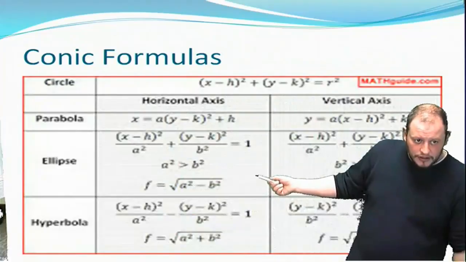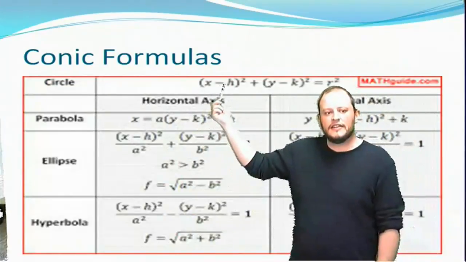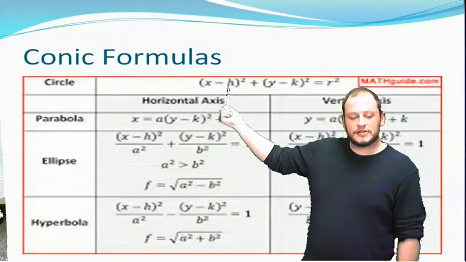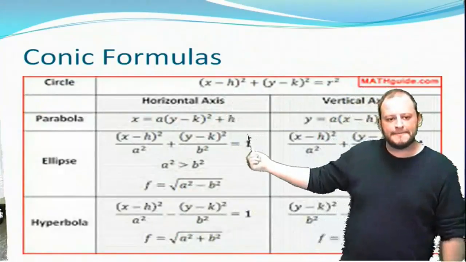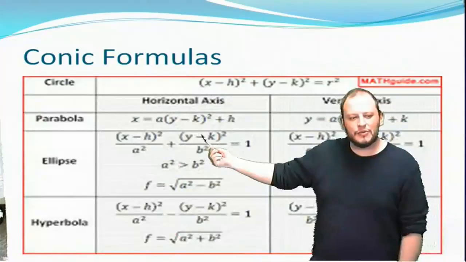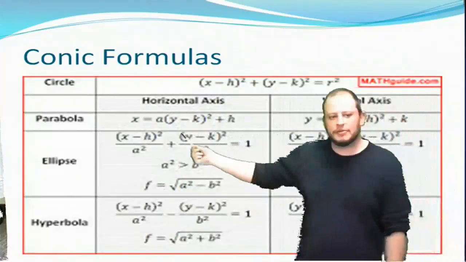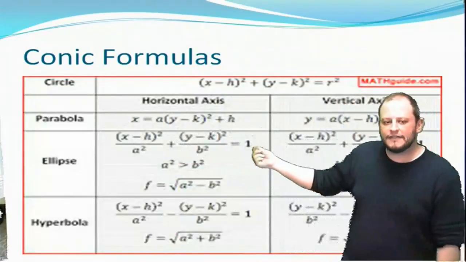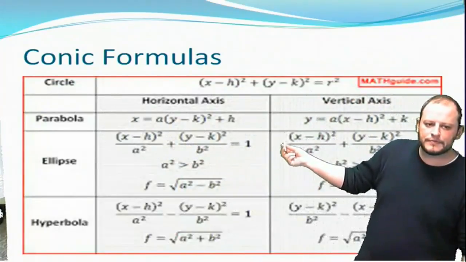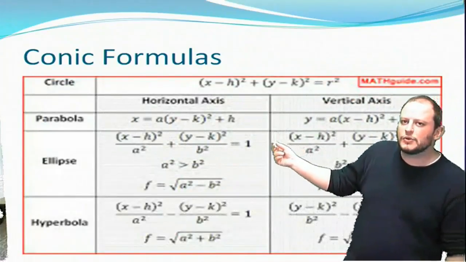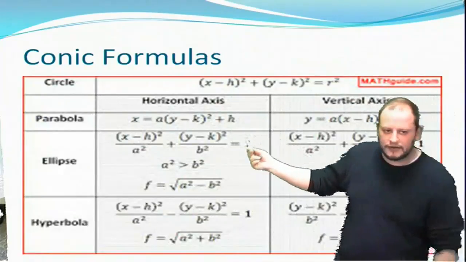Notice too that this one is equal to some r. It's the radius. The circle is equal to some r. The parabolas, I wouldn't worry too much. I don't see parabolas in this form very often. It happens from time to time. You'll usually see them in that ax squared plus bx plus c form, generally.